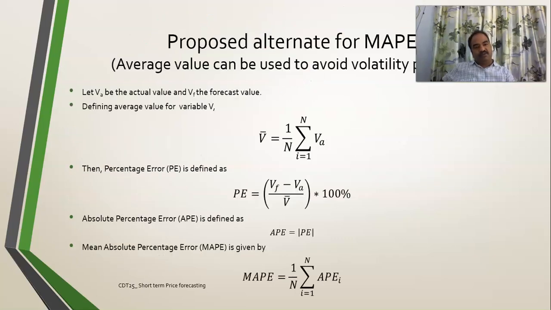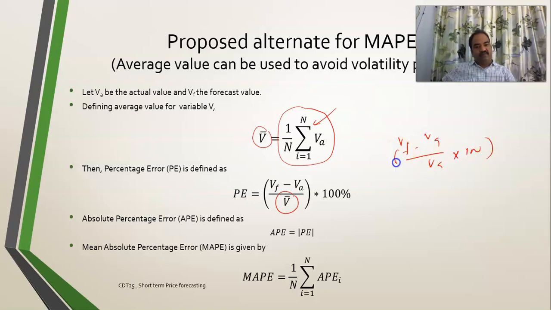One of the proposed alternatives for MAPE is determining the average value. The average value can be used to avoid the volatility problem. The actual values themselves are averaged first, and then this V bar is used here. Earlier we used the value directly. Now, instead of the direct value, we are using an average value. The rest remains the same, the mean absolute percentage error.